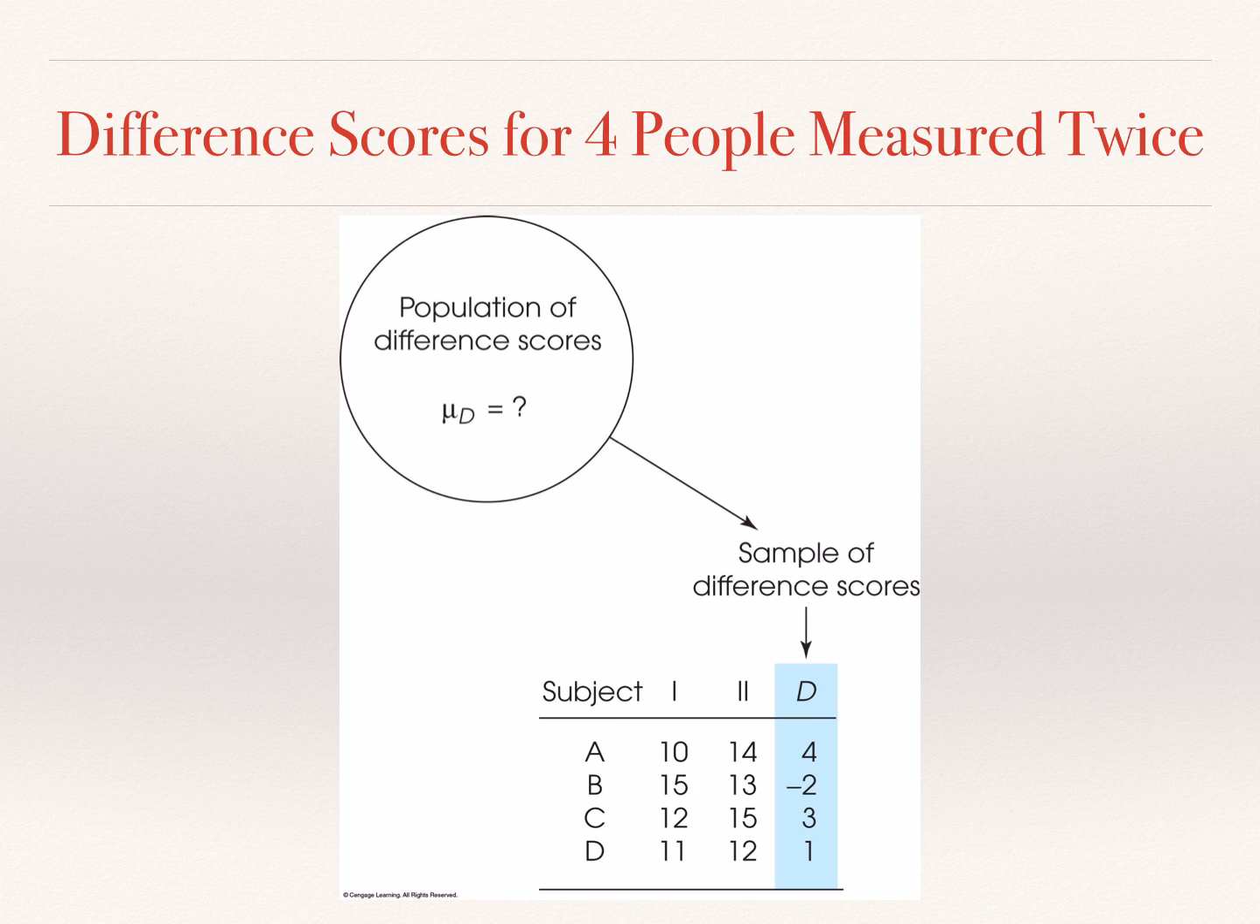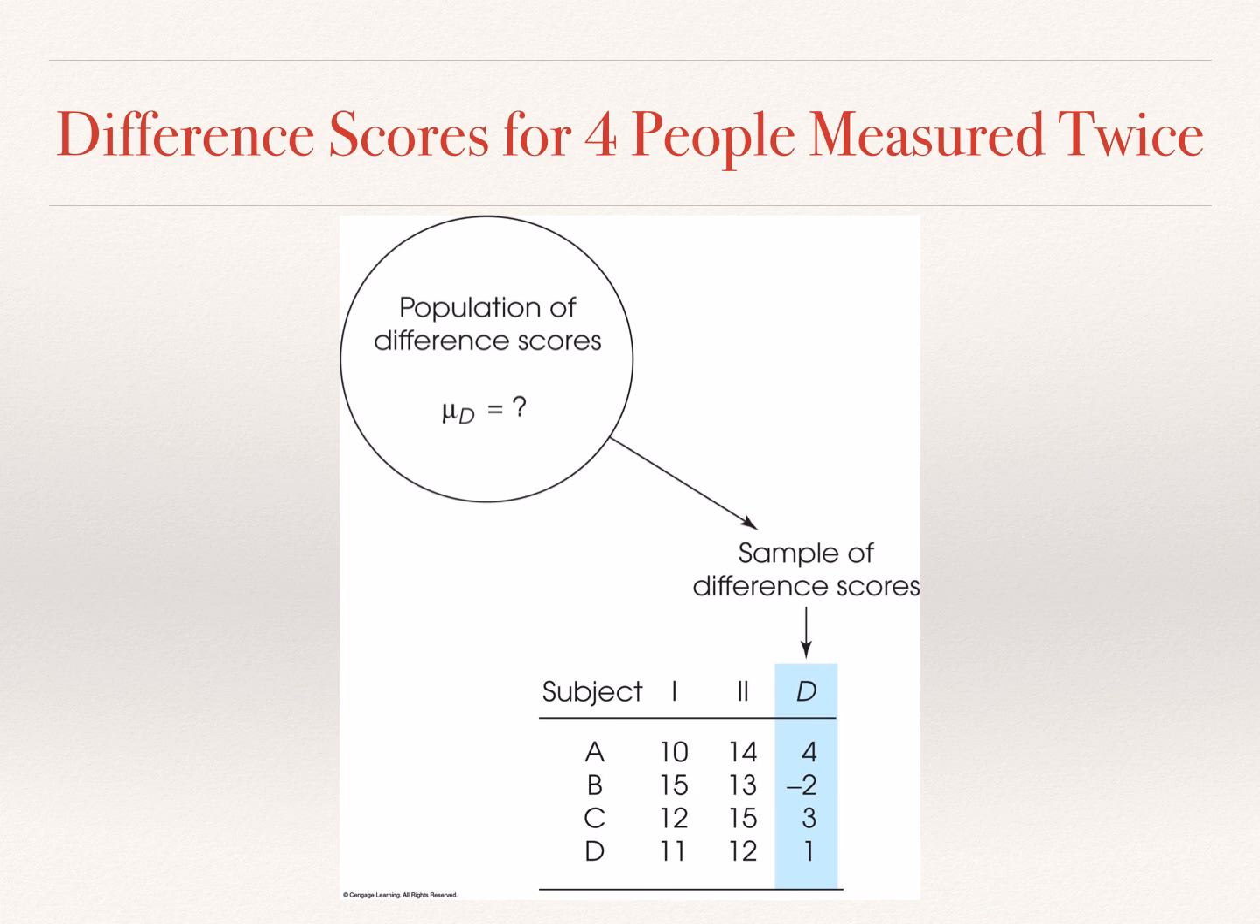For subject A, subject A participated in condition 1 and condition 2. So we have 2 scores, 10 and 14, for participant A. We'll take 14 minus 10, that gives us 4. The same thing for participant B, we have 2 scores, 13 minus 15, that gives us negative 2. Participant C, 15 minus 12, that gives us 3. And participant D, 12 minus 11, that gives us 1.